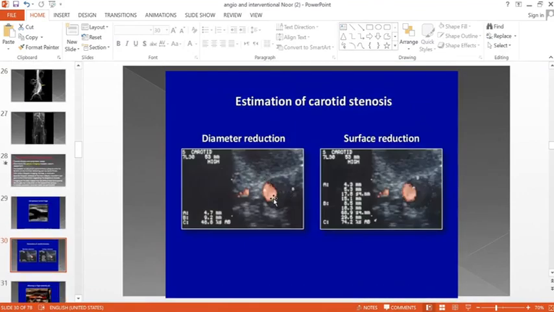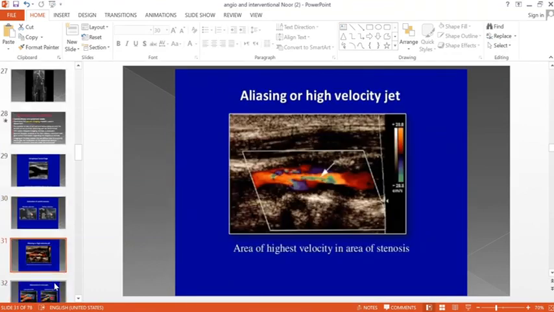Then we can overlay the color and we try to assess the lumen that is stenosed and the degree of stenosis. This is the vessel outer diameter and this is the flow. So we can quantify again the degree of stenosis using color. Also putting on color, even if the vessel is not obvious, the area of stenosis will show as turbulence of the flow, multiple flows, aliasing.